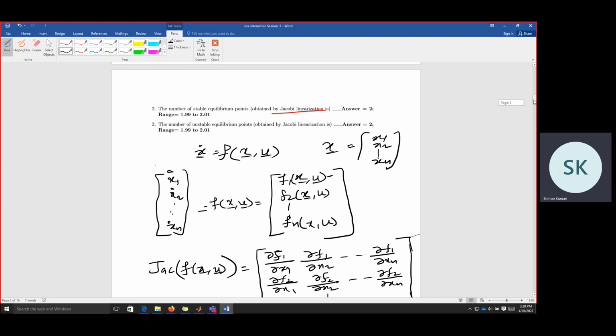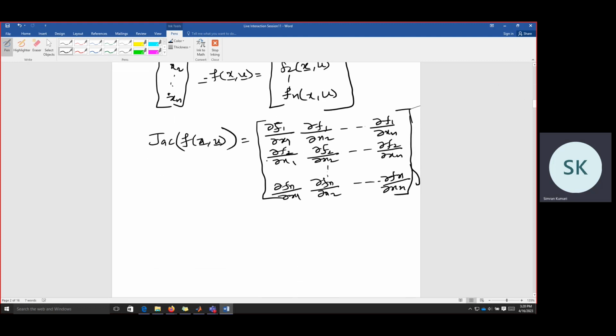And for these equilibrium points, we find the Jacobian. For the given Jacobian evaluated at that equilibrium point, we try to find its eigenvalues. If the eigenvalues are in the left half plane, or negative, we say that the equilibrium point is stable. So let us find the Jacobian.